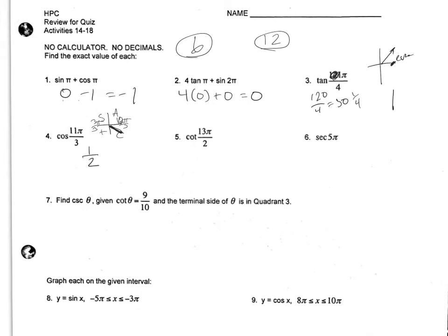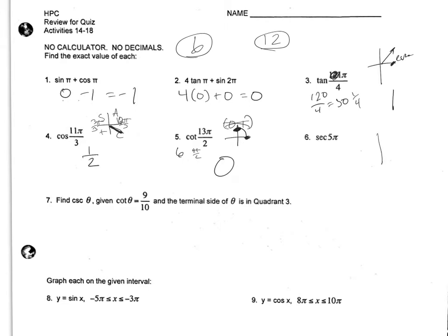So for 13 pi over 2, this is 6.5 full rotations, or 6, and then pi over 2, if you want to think about that. So we're going to go around 6 times, and then we're going to have pi over 2 left. And so if we go around 6 times, we're right here, and the pi over 2 means we're just right here. We're straight up. This is, of course, the point 0, 1, and the cotangent of that, well, I guess we don't need that point. The tangent is undefined, so the cotangent is 0.